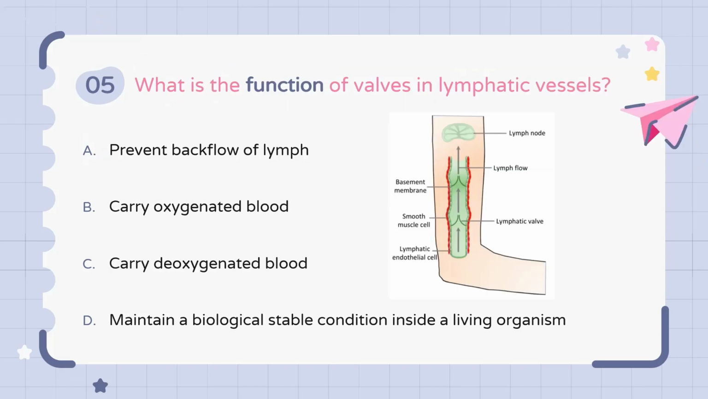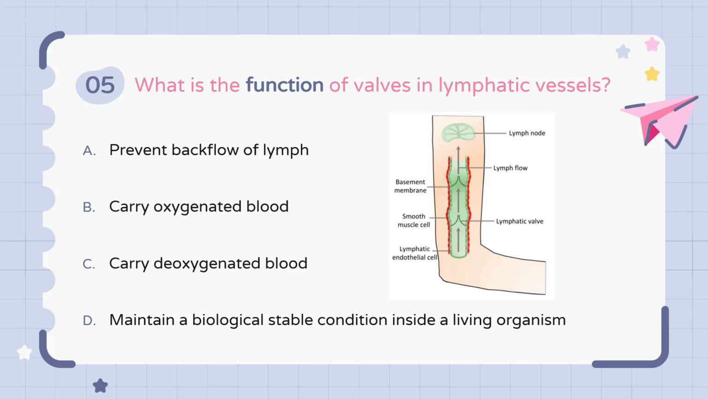Question 5. What is the function of valves in lymphatic vessels? A. Prevent backflow of lymph. B. Carry oxygenated blood. C. Carry deoxygenated blood. And D. Maintain a biological stable condition inside a living organism.